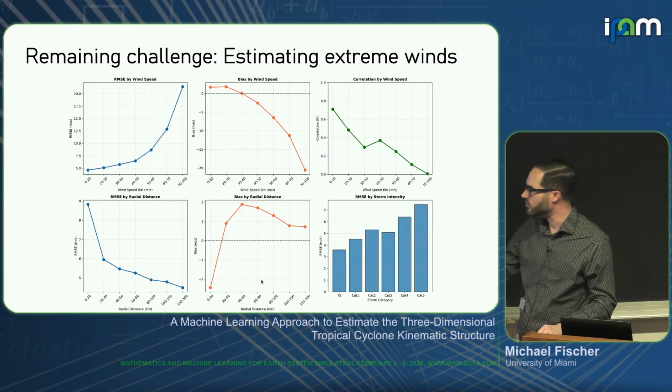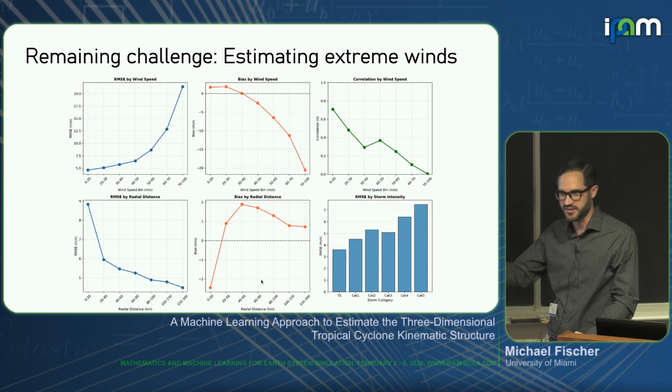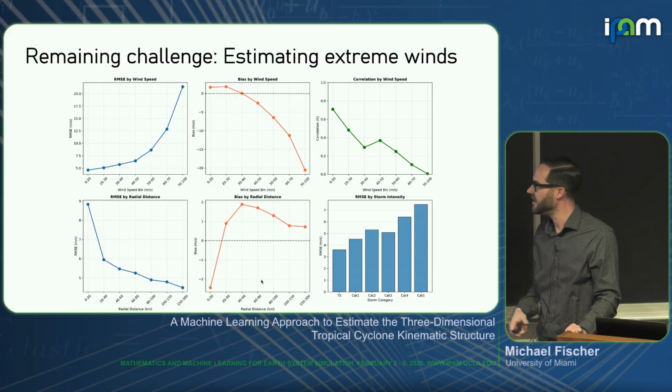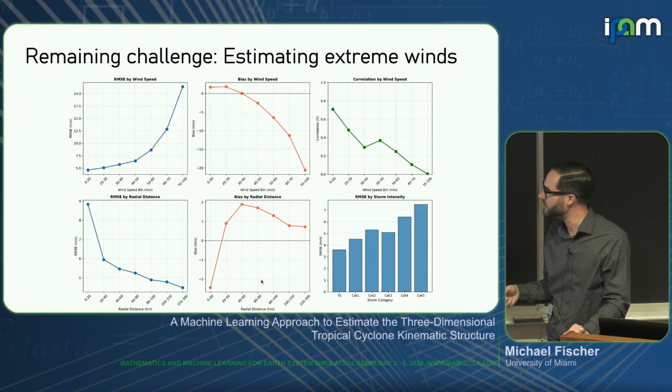And you can just see that in general, the model tends to have a larger error when you get to higher intensities, which would make sense because you have stronger gradients. So if you misplace where the radius of maximum wind is, you can quickly get really large errors. And if the wind speeds are higher, you can also get large errors as well.